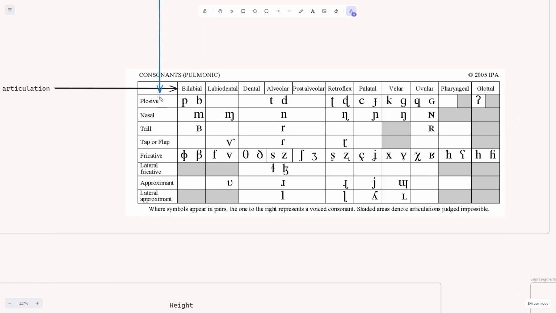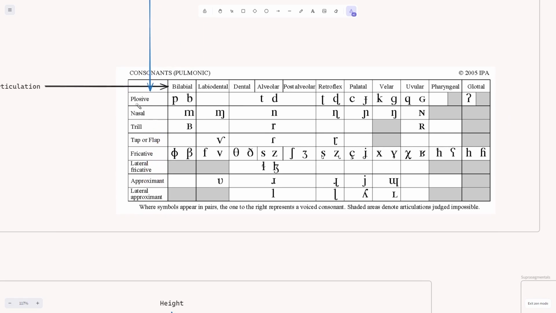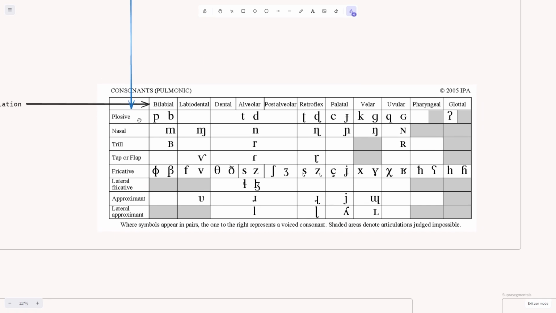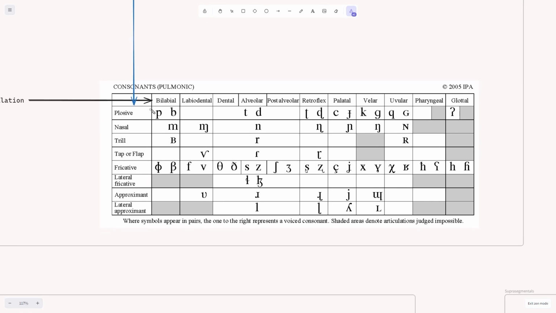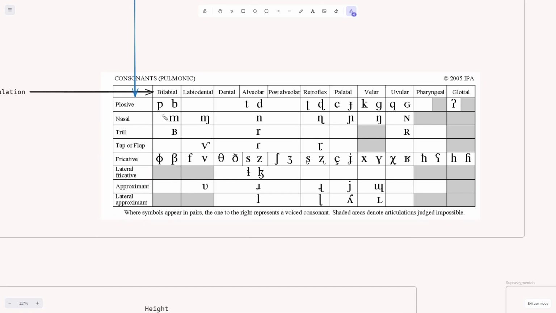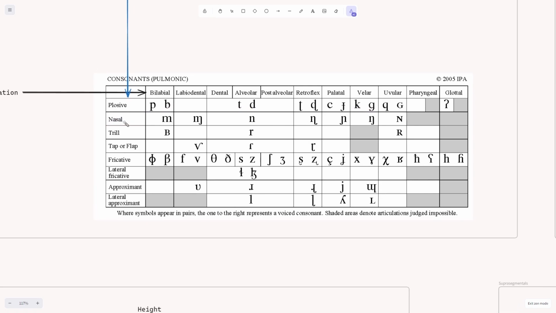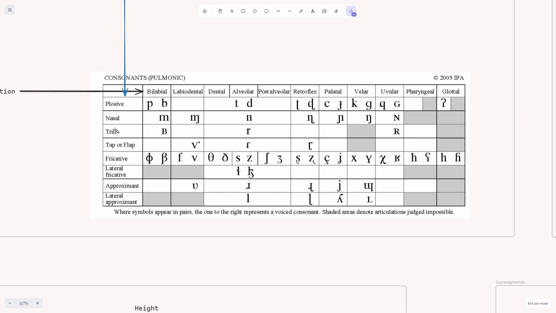Now, let's talk about the manner of articulation. First, we have the plosives. Plosives are consonants in which the vocal tract is blocked so that all airflow ceases. Examples are pa, ba, ta, da, ka, ga. Nasal sounds are occlusive consonants allowing air to escape through the nose, like in ma, na, la.